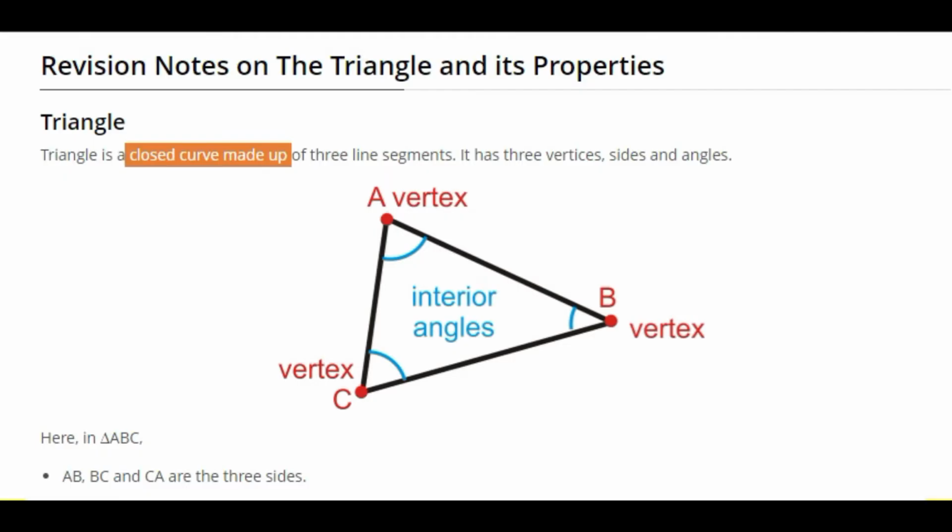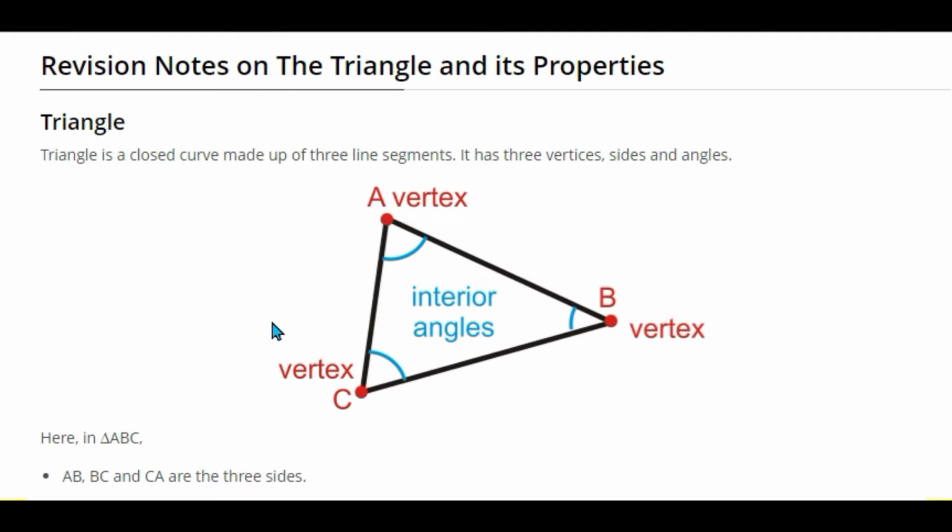Hello students, today we are going to discuss triangles and their properties, which is chapter number 6 of class 7. So basically here we are going to see what the definition of a triangle is. You already know how it looks. It looks like this. Why is it known as a triangle? Because of the word tri, which means 3.